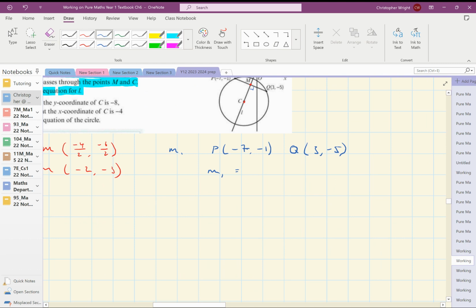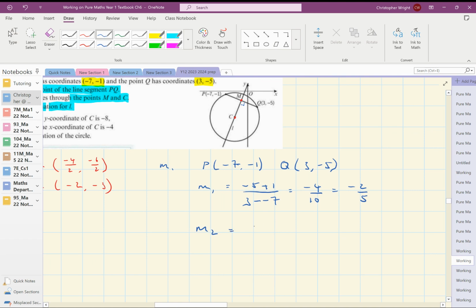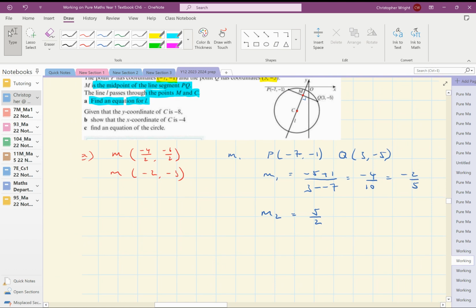So -5 plus 1 over 3 minus -7. That's -4 over 10, which is -2/5. So that means that m2, the gradient of L, is 5/2, the negative reciprocal of the gradient of PQ. All right, so now I know the gradient of L, and I know a point on L. So I can write down the equation of L.